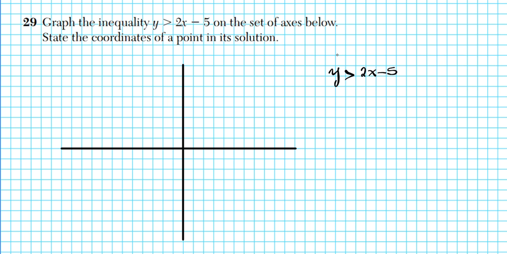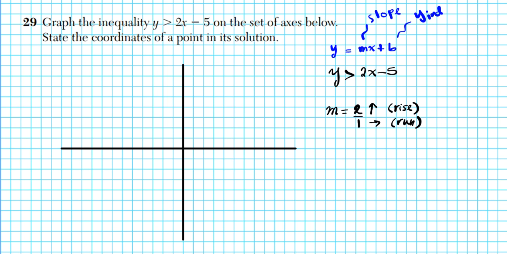Okay, first things first, you recall y equals mx plus b. This tells us that m is the slope, right? And b is your y-intercept. Well, this linear inequality is in the same format, so it automatically tells us that the slope m is 2 over 1, which means that we're going to be rising 2 and running 1. So rise over run. Our y-intercept b is negative 5. This is where we're going to begin on our y-axis.